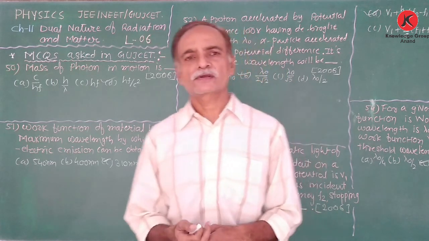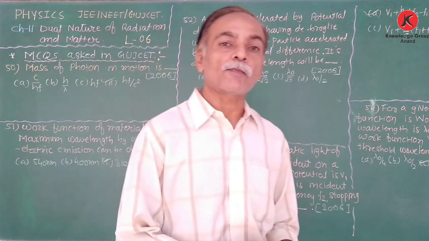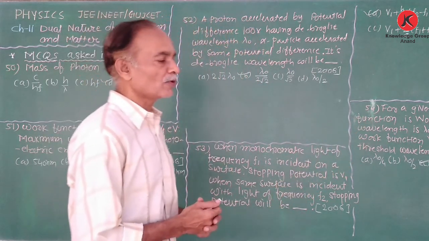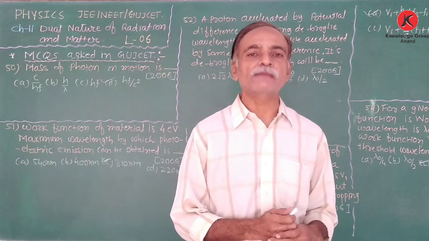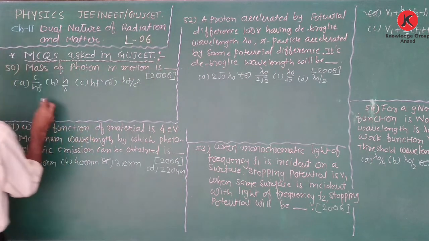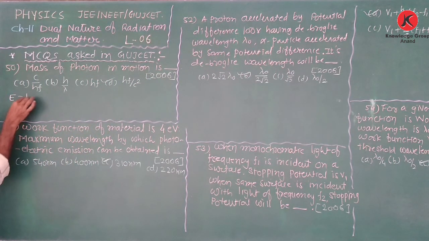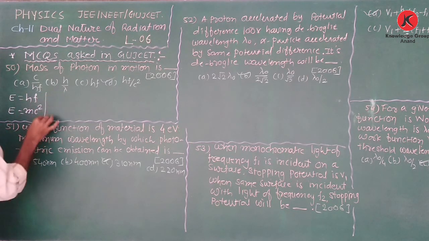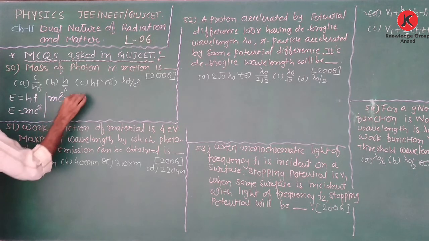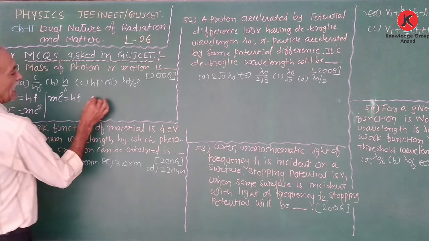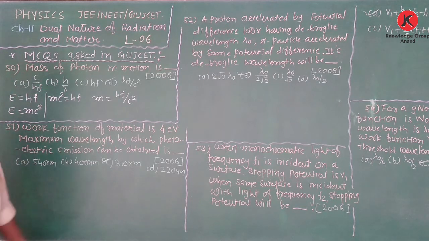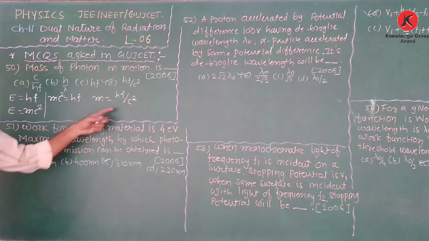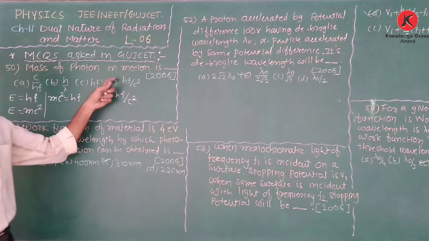What is the mass of the photon? Already we know from the properties of the photon that the energy of the photon is equal to hf, and according to Einstein's equation, E is equal to mc square. Therefore, E is equal to hf and E is equal to mc square. Comparing these two equations, mc square is equal to hf. Therefore, the mass m is equal to hf upon c square. So the mass of the photon in motion is hf upon c square, given as option B.